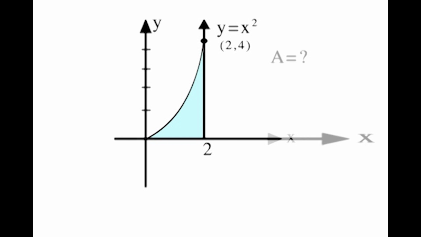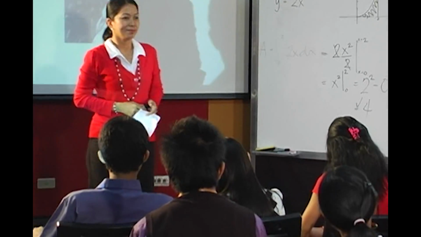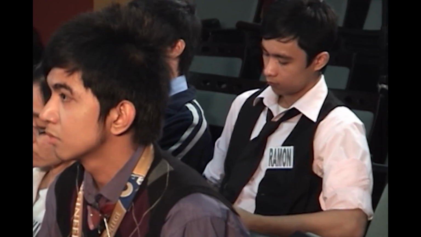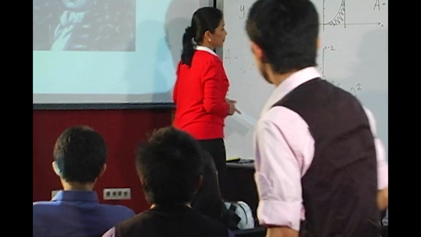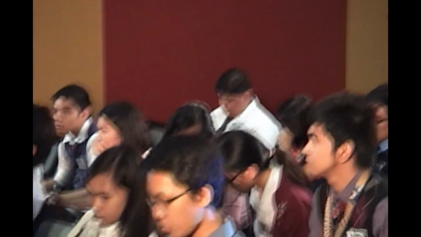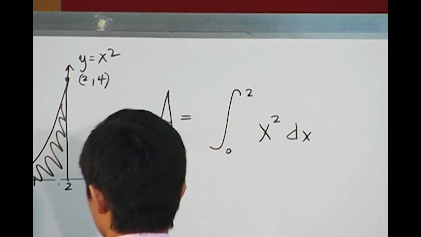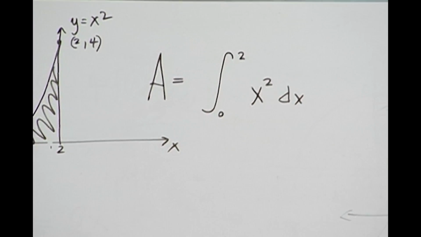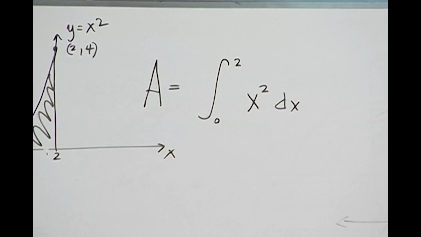The area will be... Who has not been to the board yet, class? Maybe Ramon will give us the definite integral. Okay, thank you very much. Yes, that is the definite integral we want. We're moving from x equals 0 to x equals 2. Ceiling is x squared, floor is the x-axis.